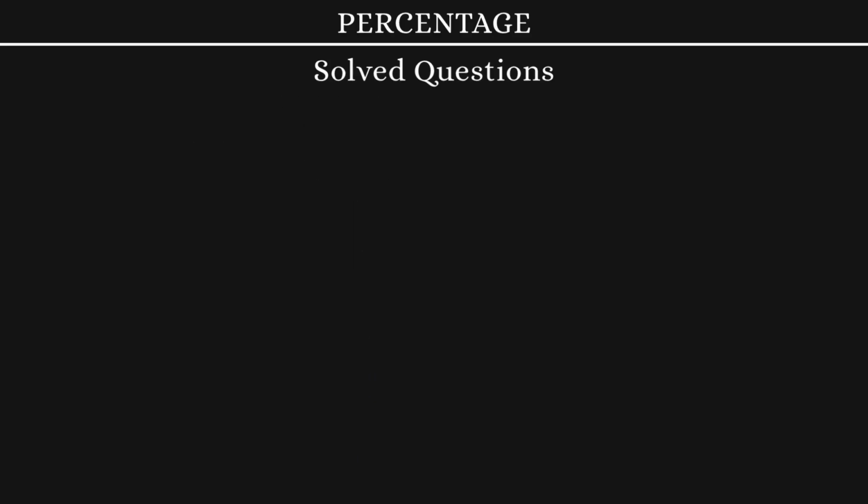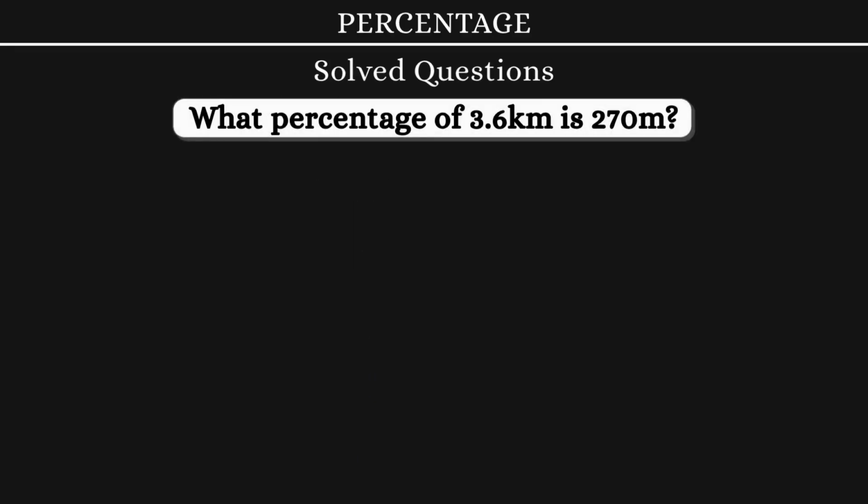Next question. What percentage of 3.6 kilometers is 270 meters? Since in this question both the units are different, let's convert them to the same unit. In this case, meters. We know that 1 kilometer is equal to 1000 meters. So 3.6 kilometers will be 3600 meters.